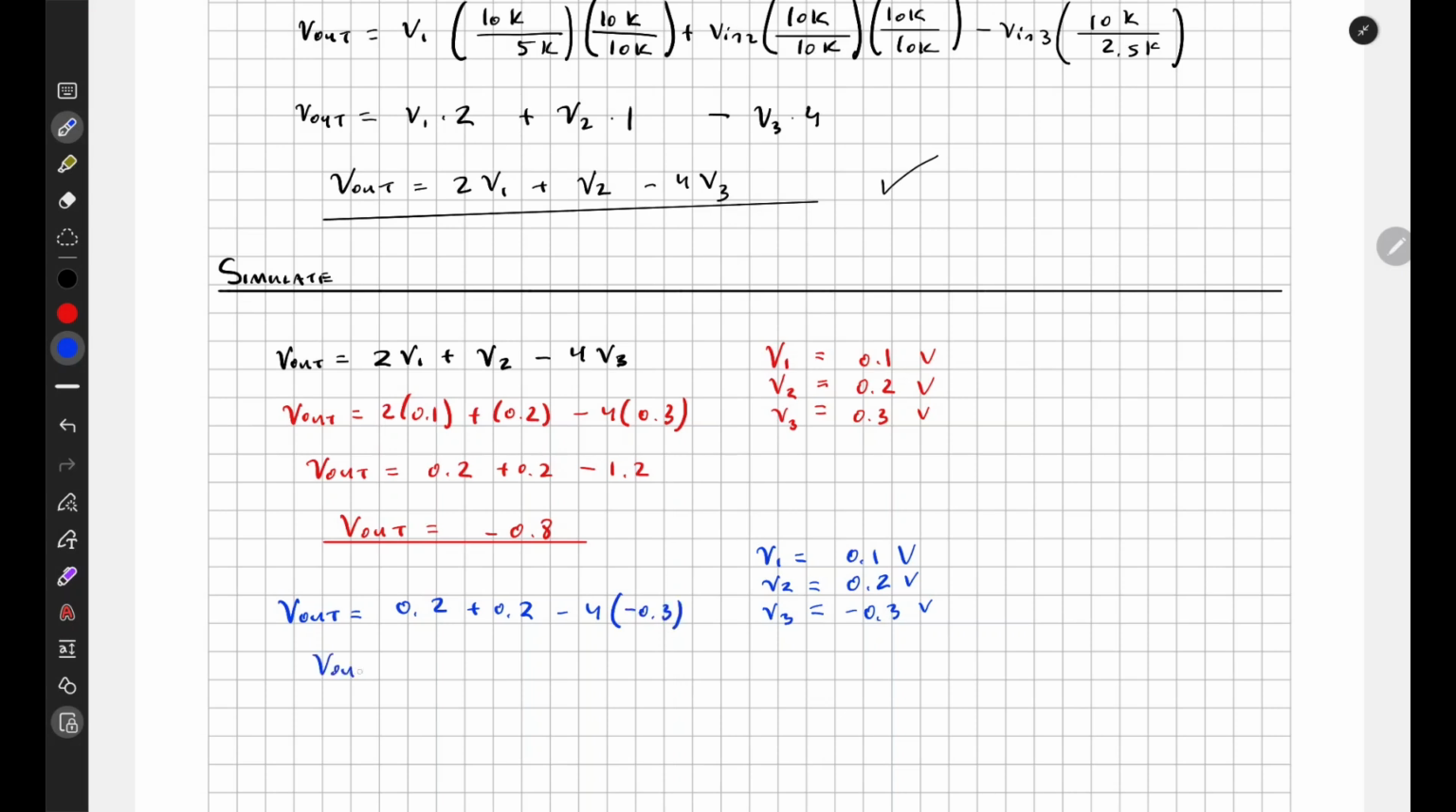So this is Vout is equal to 0.4 plus 0.2 minus a negative, which is plus, 1.2. So then we can expect Vout is equal to 1.6. So we'll test for these two cases.